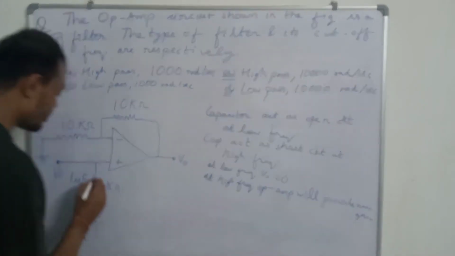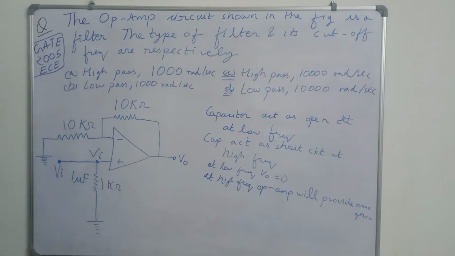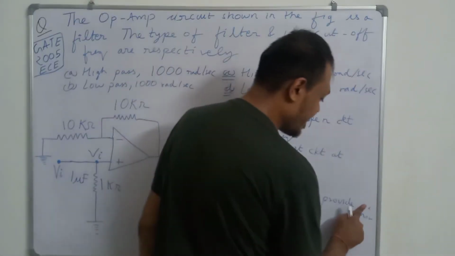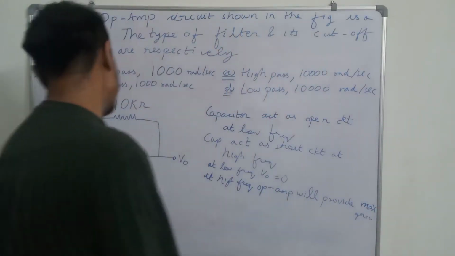This full input voltage is available to the non-inverting terminal of the op amp. So at high frequency the op amp will provide maximum gain. Now we have to find the cutoff frequency.